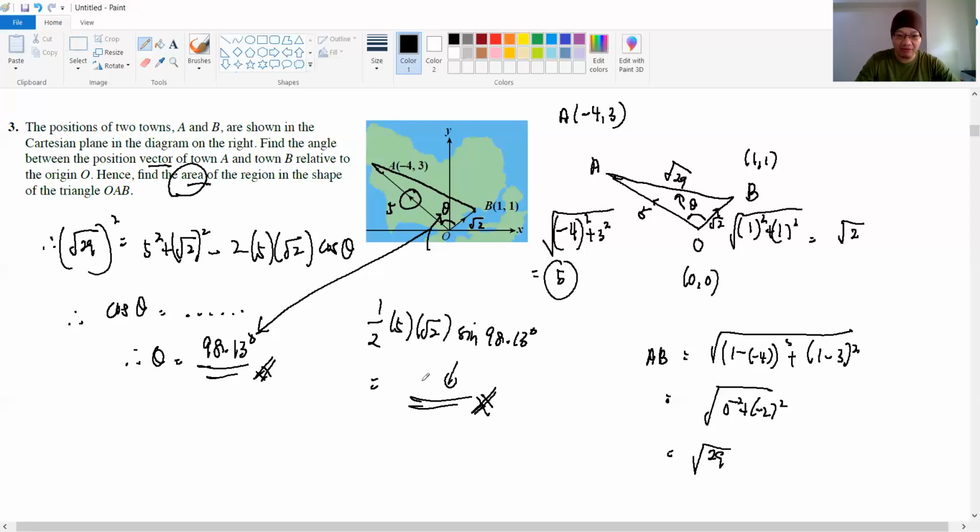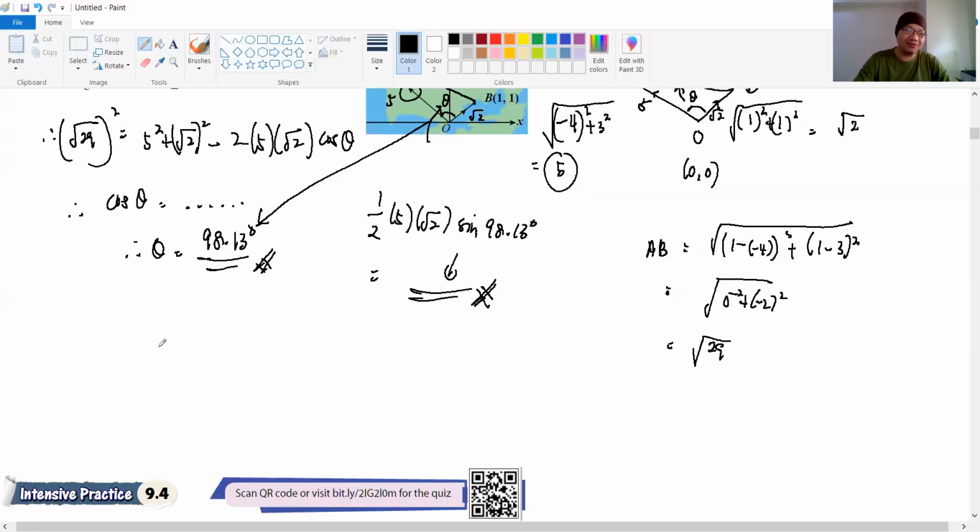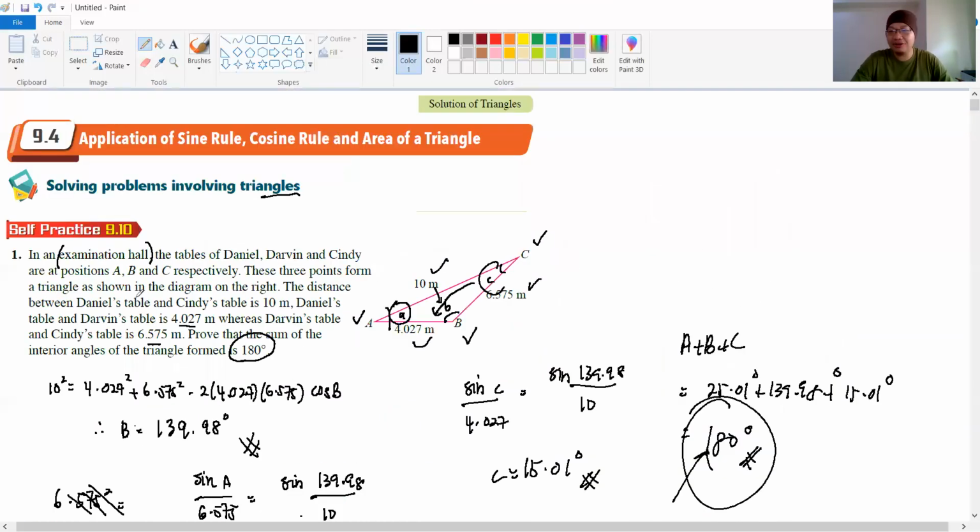Tell me how much the answer for this question number 3. Okay, settle for question number 3. Okay, let's move to the next question. Okay, done. 9.10 is already done.